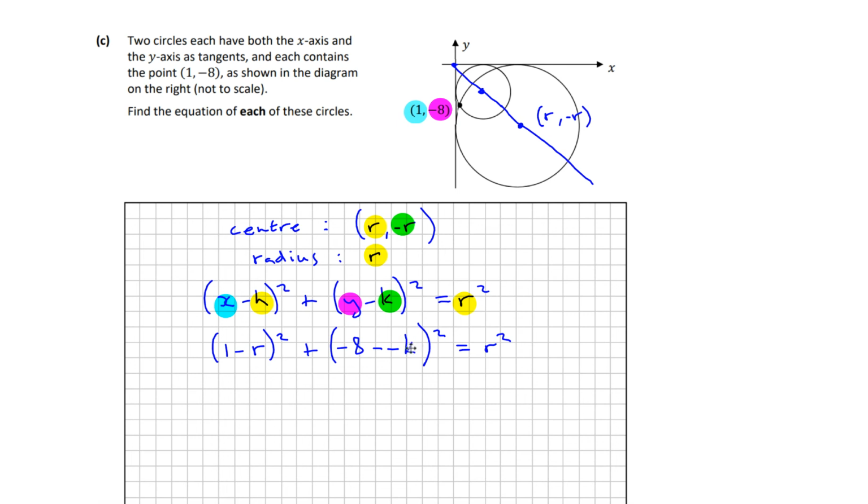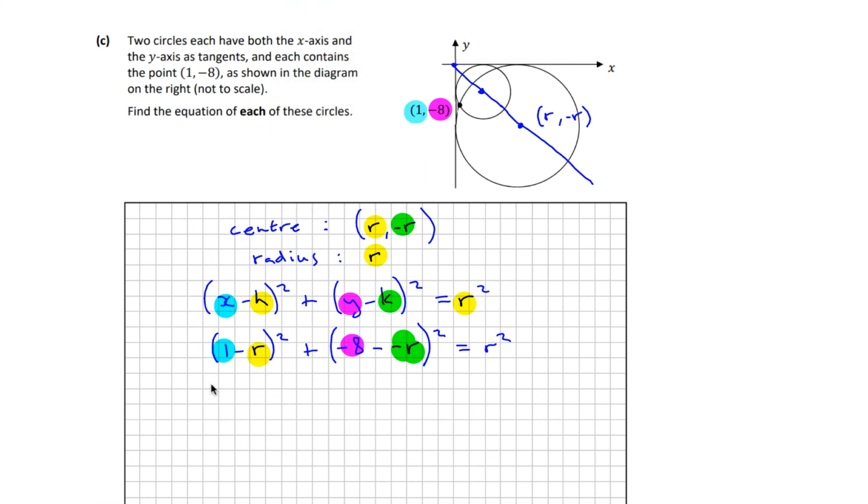Oh, sorry, I should have replaced that minus k there with minus r, isn't it? My mistake. Not minus k, that was minus r. Okay, so there's my substitutions, you can see. Again, just to be clear, I'll highlight them. Minus 8 went in there, the 1 went in there, minus r went in there, and r went in there for h. Okay, so let's now work out this equation.